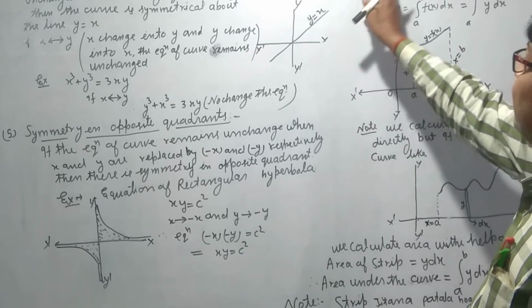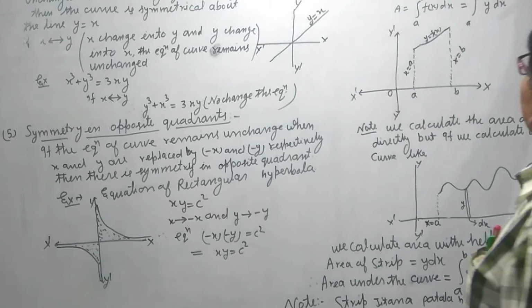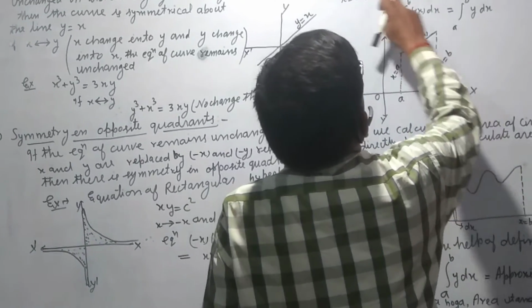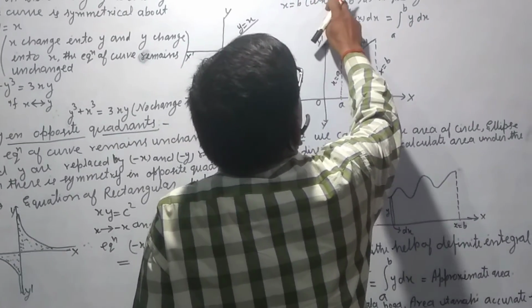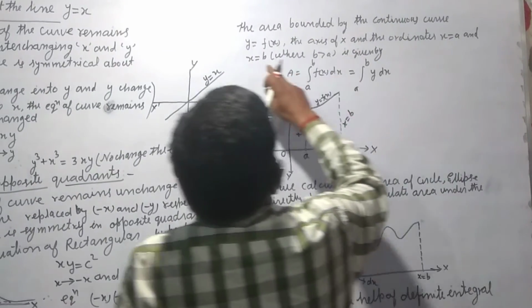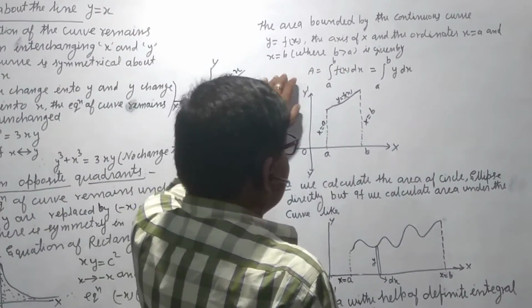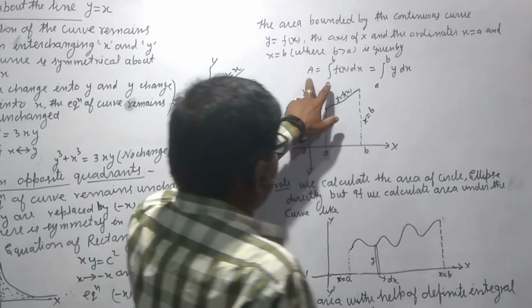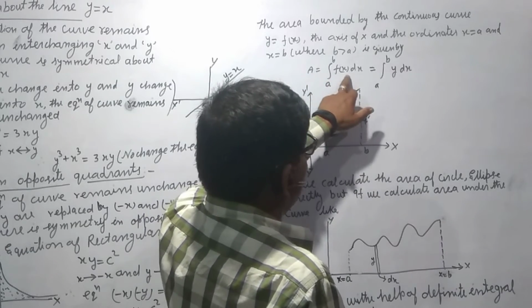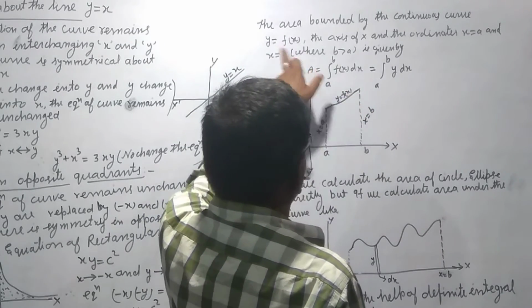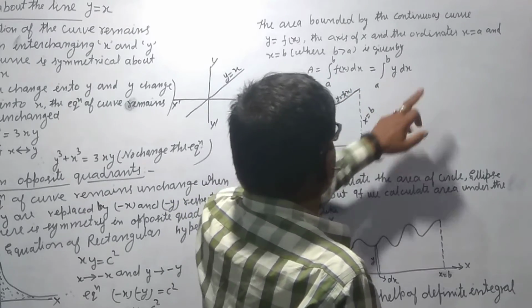Now the area bounded by the continuous curve y is equal to f(x), the axis of x and the ordinates x equal to a and x equal to b, where b is greater than a, is given by area equal to the integral from a to b of f(x) dx, and f(x) is equal to y, so the integral from a to b of y dx.